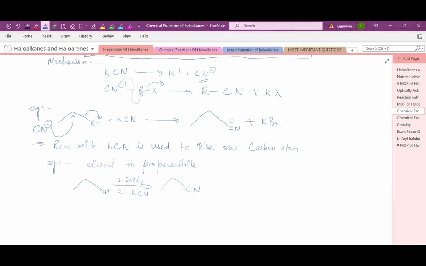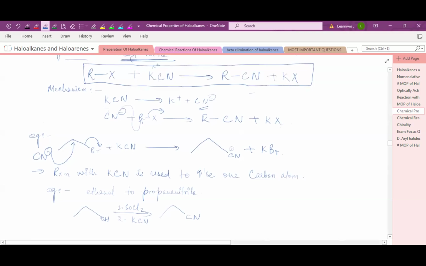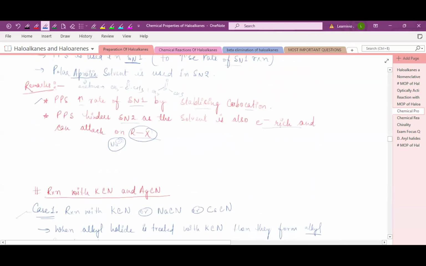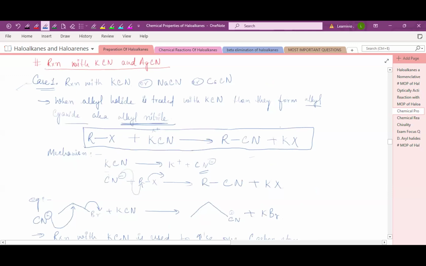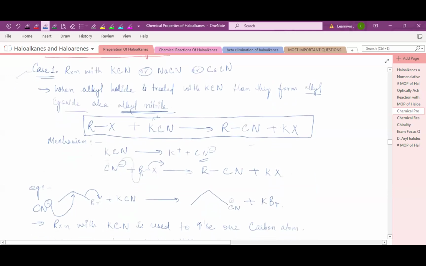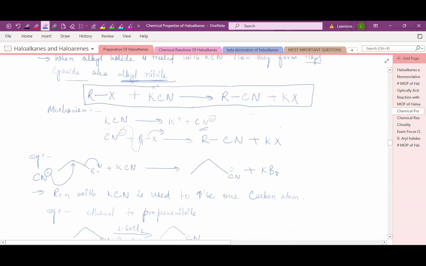SN1 में क्या था? There will be a formation of carbocation. But here carbocation is not formed. This is your SN2, bimolecular nucleophilic. Yeah, this is your bimolecular. You can see first SN1 में क्या होता था? SN1 occurs via a two-step mechanism. First step क्या होता था? The cleavage of the RX bond. RX bond यहाँ पे cleave हुआ, or you can say the formation of the carbocation.